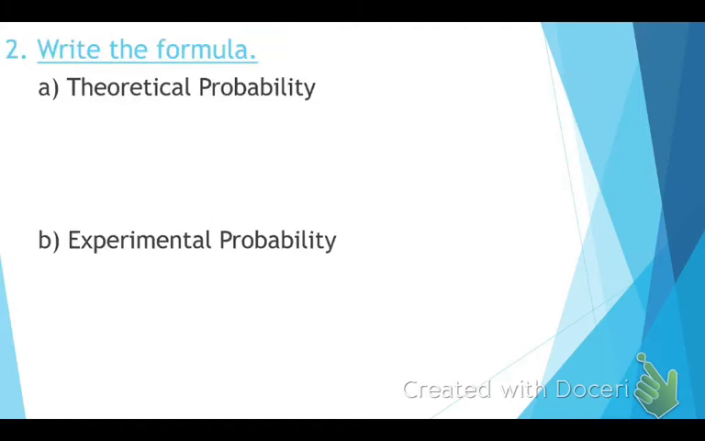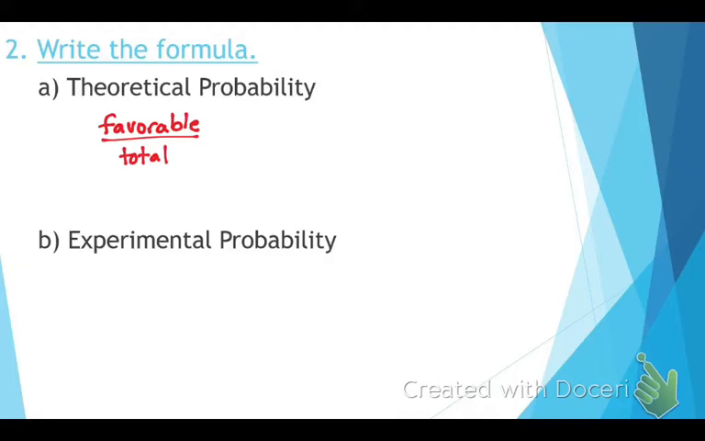Write the formula for theoretical probability. Does anyone remember what it is? Kyla, what is it? Successes over trials. Not for theoretical. Favorable over total. All right, everybody with your red pen, I want you to write this down. Favorable, so it's favorable outcomes divided by the total number of possible outcomes.